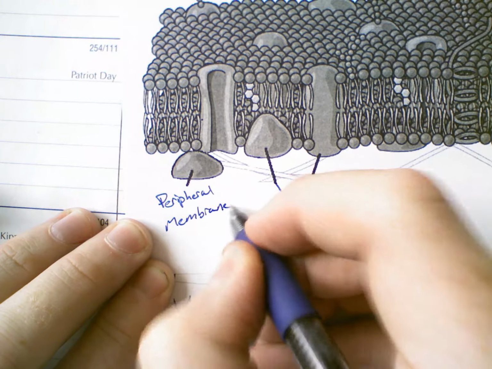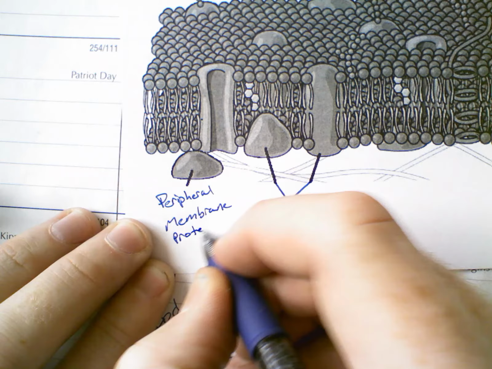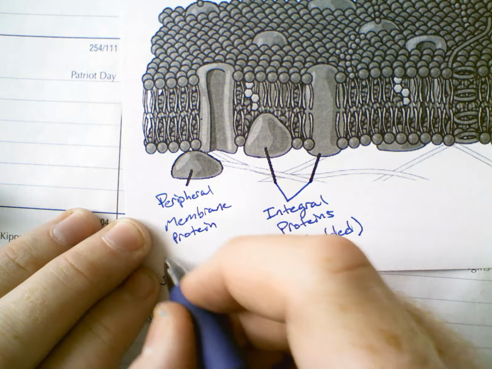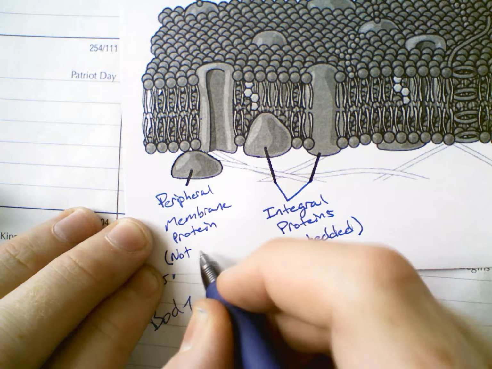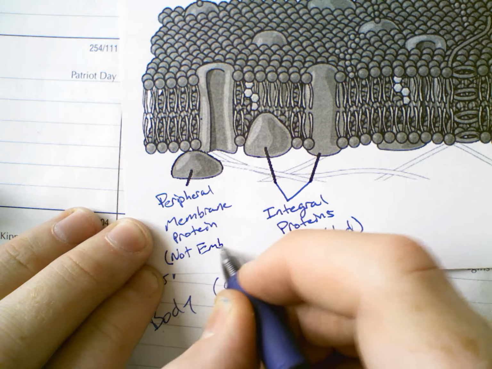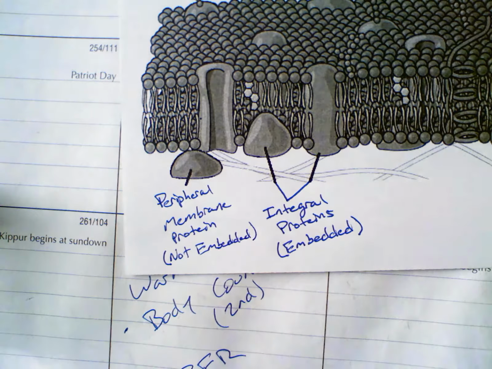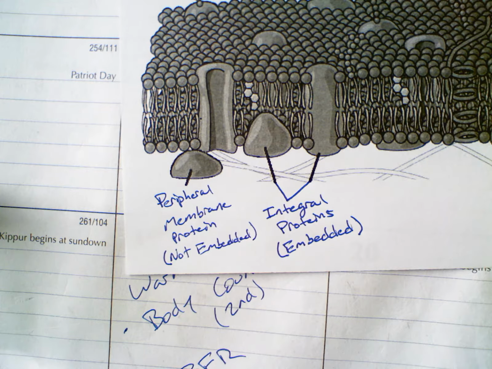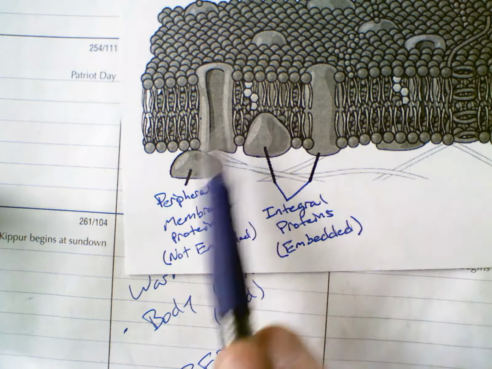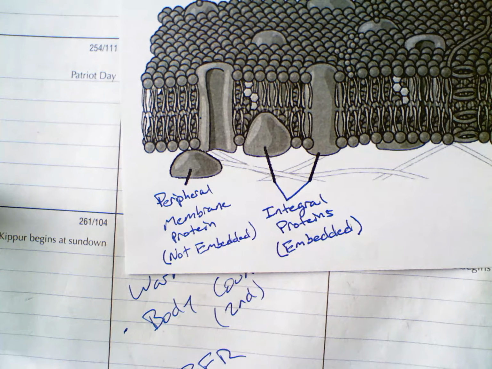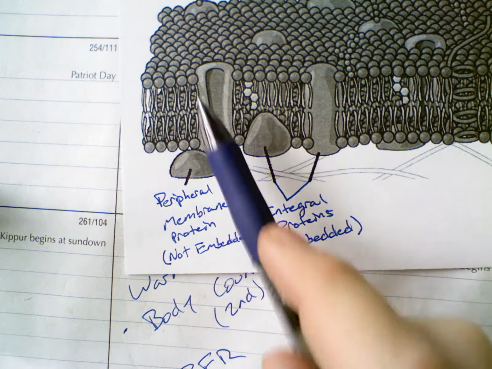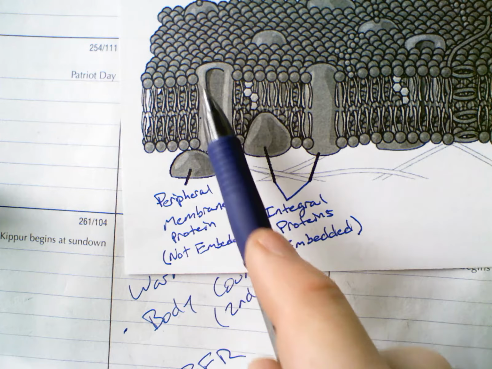A peripheral membrane protein. These are not embedded. They just kind of hang out around the cell membrane, either inside or outside of the cell, and they perform tasks that don't have to occur within the actual membrane itself. So they're going to be just inside or just outside of the cell membrane. A lot of times they'll be hanging out next to one of these hollow proteins that we're going to label next.